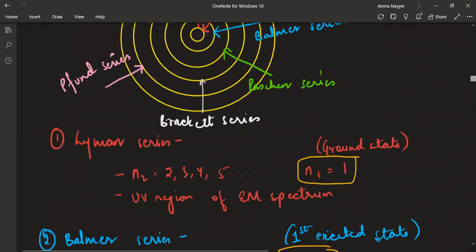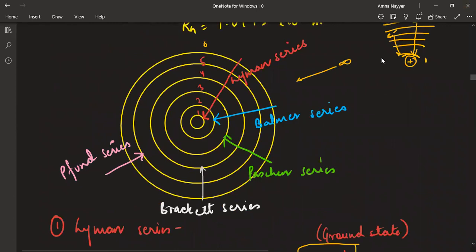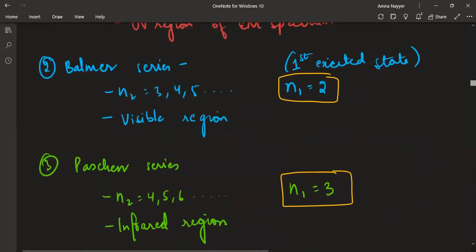Now, these were spectral line series. If the electron jumps from any higher orbit to the first orbit, which we call the ground state, the series is known as the Lyman series. And this lies in the UV region. Then the Balmer series is the second one. That is, the electron jumps from any of the states to the second state, which we call the first excited state. And this lies in the visible region.